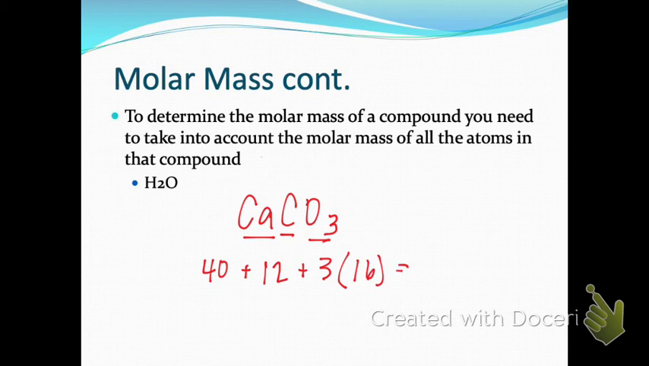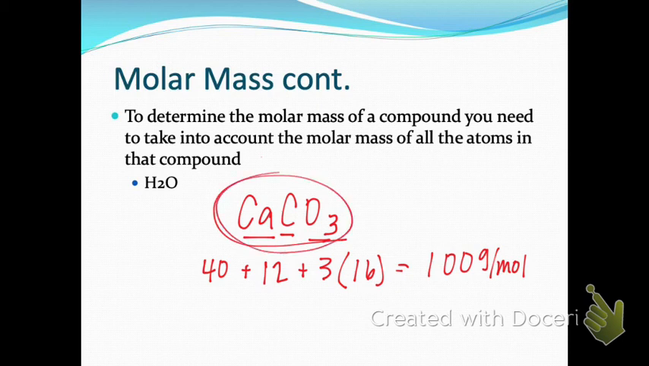So if you don't have your calculator out, I need you to have it out. Okay, 40 plus 12 plus 48 gives me a molar mass of 100 grams per mole. Okay, so what this value tells us is that if I were to put a mole, 6.022 times 10 to the 23rd of those molecules on a scale, it would weigh 100 grams. Okay, that's what it's saying. If I picked out individually 6.02 times 10 to the 23rd of those molecules and I put them on the scale, it would weigh 100 grams.